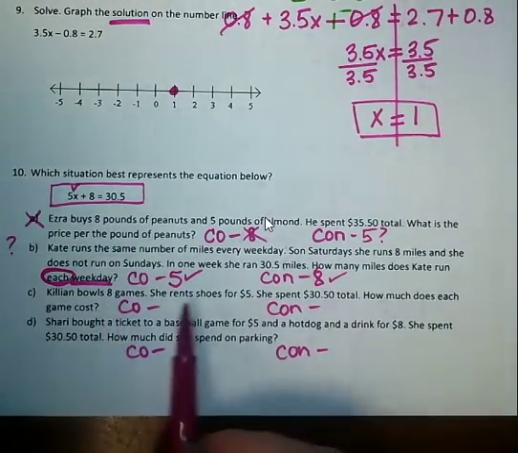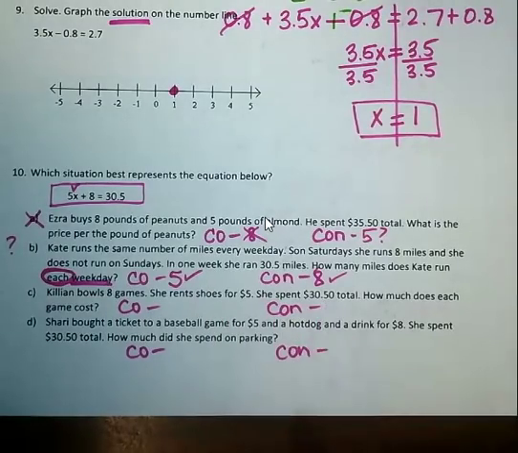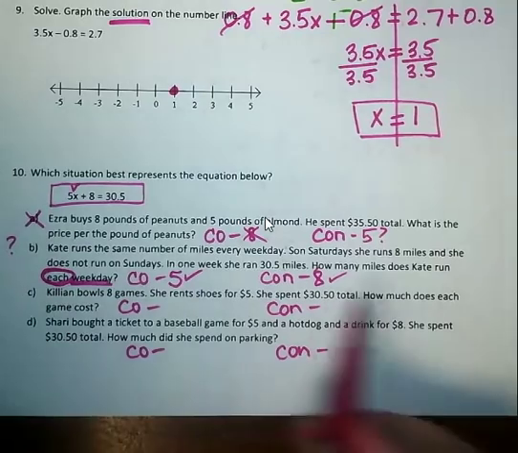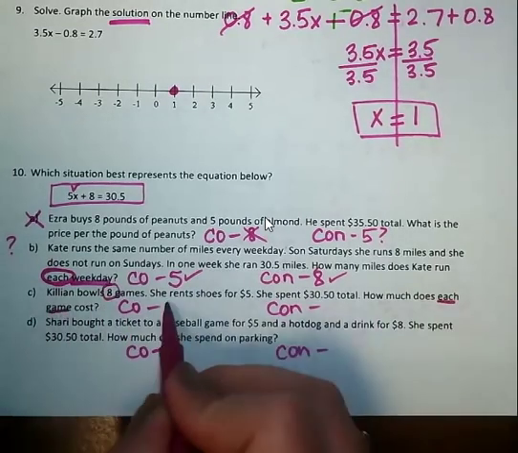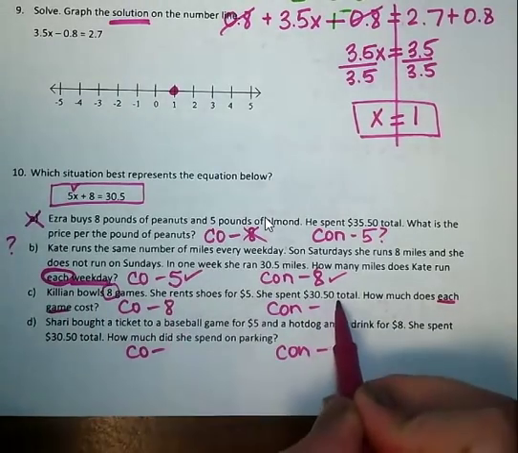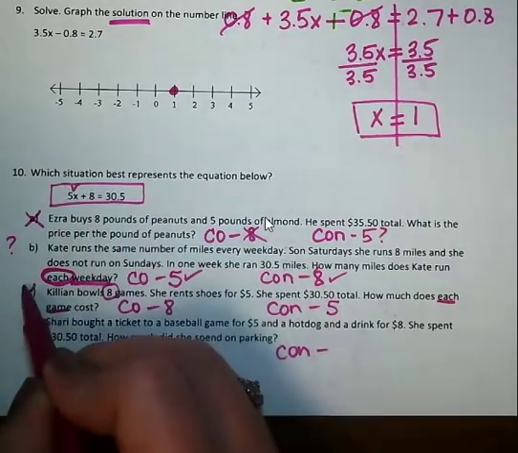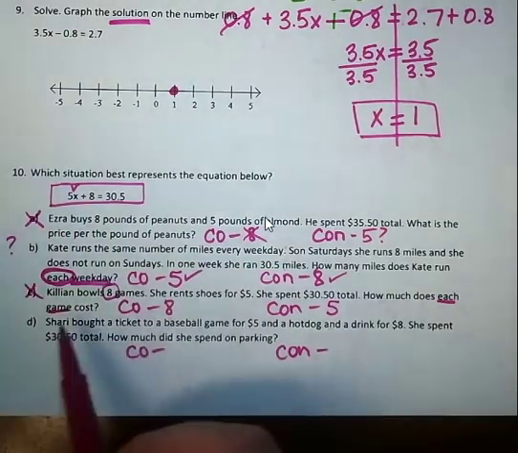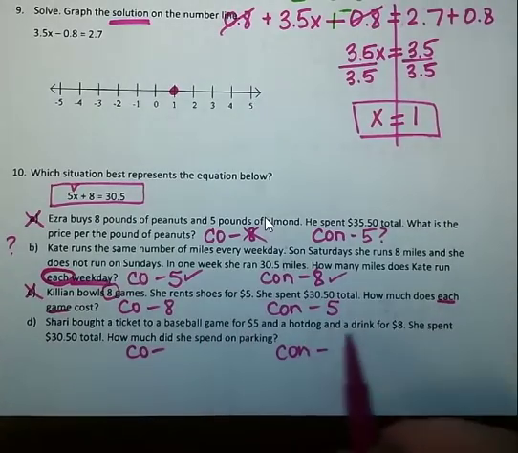Killian bowls 8 games. She rents shoes for $5 and she spent $30.50. How much does each game cost? Again, 8 games, and each game costs $8. So this one has the coefficient as 8 and the constant as 5, and that's not what our equation should look like. Sherry bought a ticket to a baseball game for $5 and a hot dog and a drink for $8.